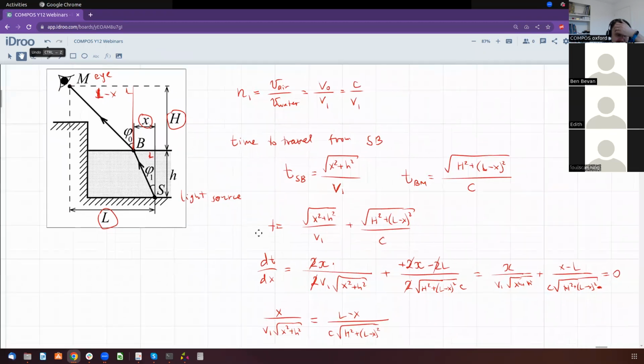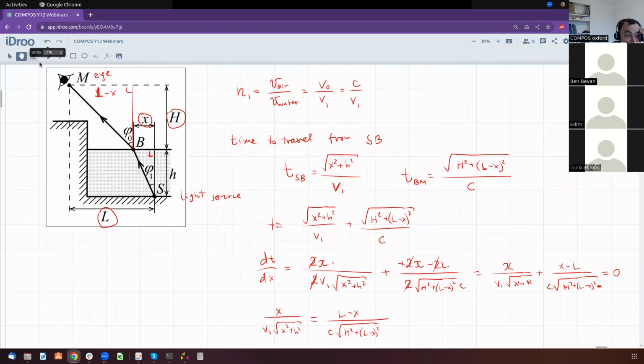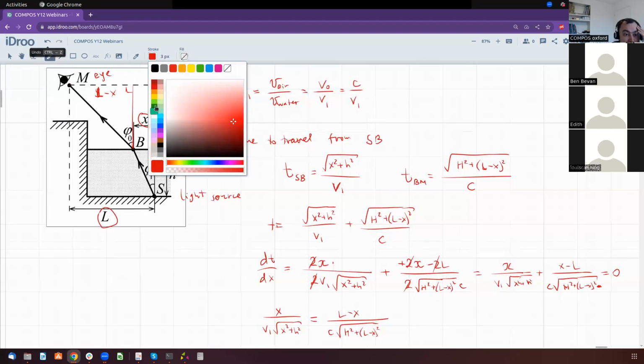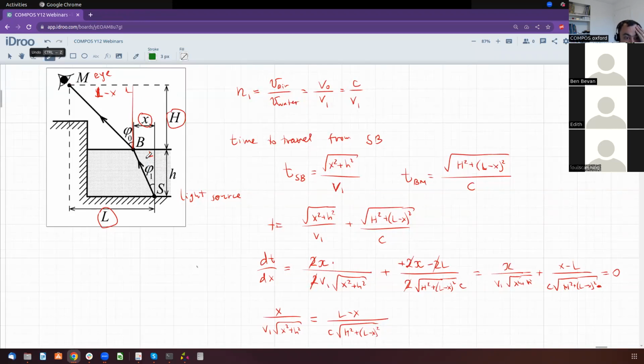And x divided by x, that's the important bit. X divided by the square root, so x divided by b s, which is x divided by the square root of x squared plus h squared, is actually sine phi 1. So this is sine phi 1. And this, similarly, this is sine phi 1, and this is sine phi 0.